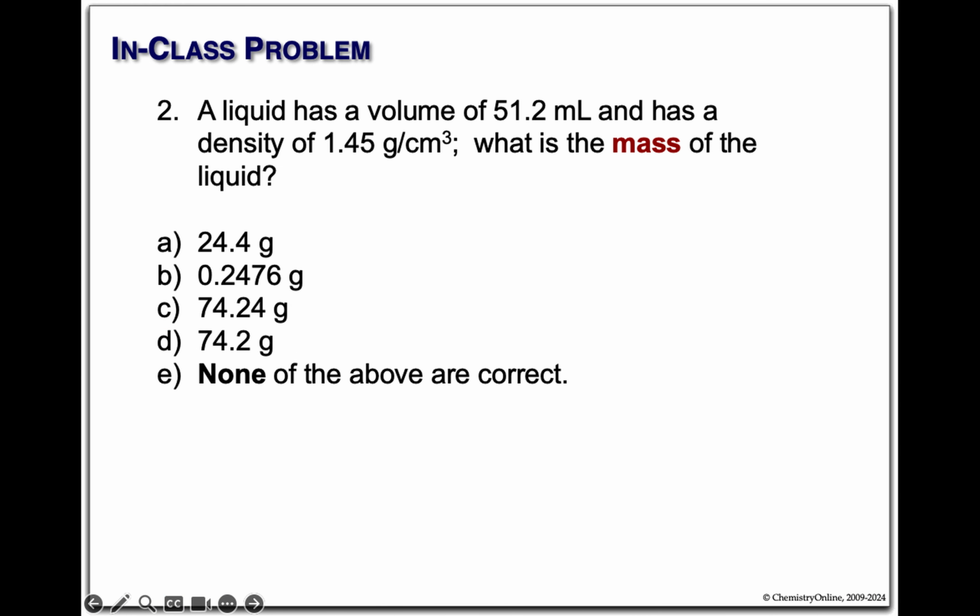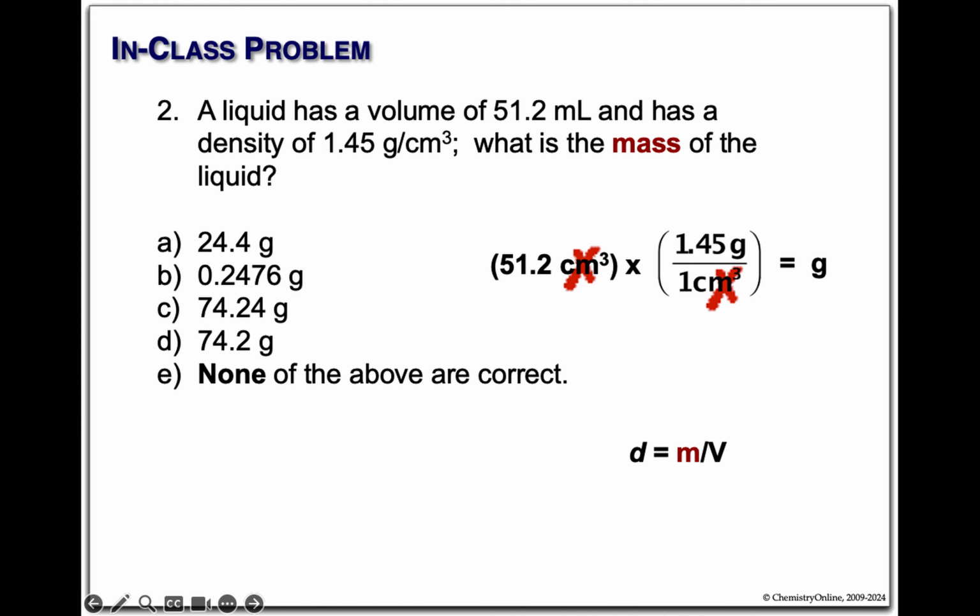Liquid with a volume. Density with a number, what's the mass? Let's do this with the algorithm. Here's our given. Here's our ratio. We cancel. To get our answer, we would simply multiply 51 by 145. We can also do it with the formula, looking for mass. Substitute. Isolate mass. Do a calculation, 74.24.